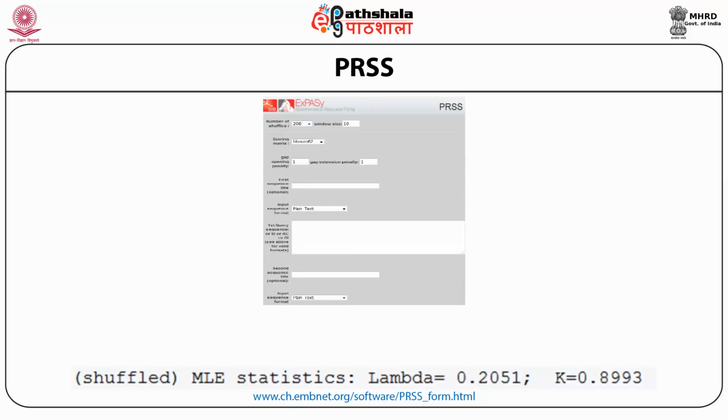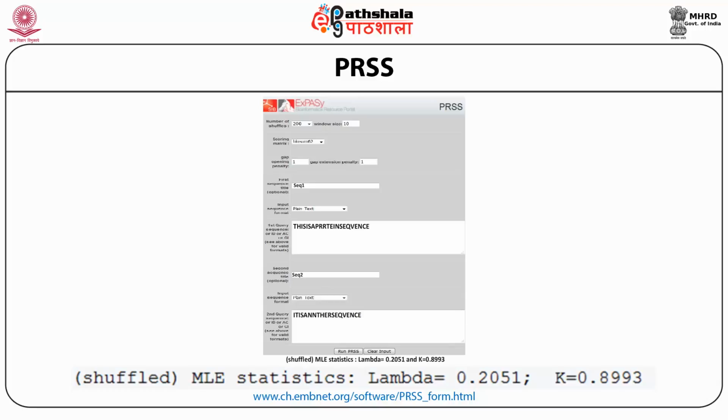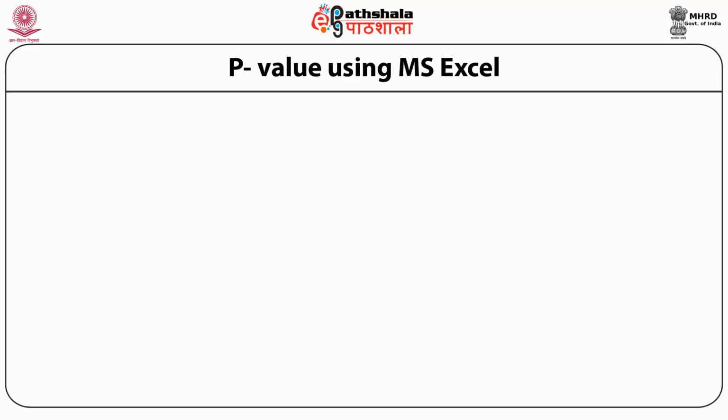The PRSS program, available online at M10, calculates the parameters K and lambda. Simply input scoring parameters and paste two sequences as plain text in the provided text boxes to run PRSS. On the following result page, PRSS reported lambda equal to 0.2051 and K equal to 0.8993. Now the p-value can be calculated using Microsoft Excel.